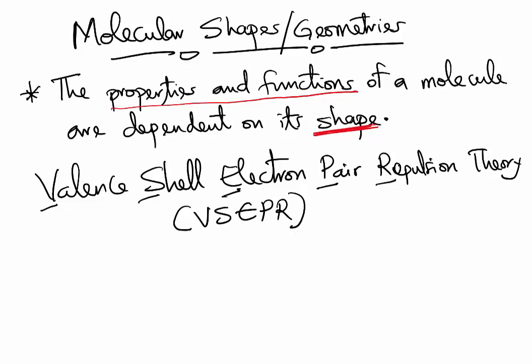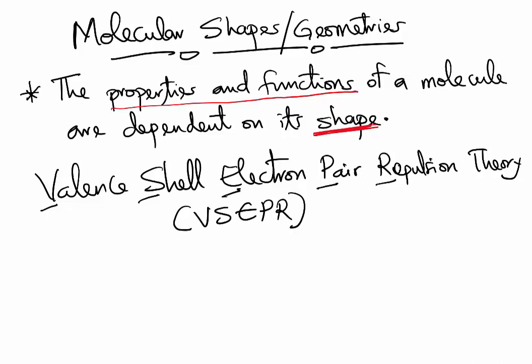This theory allows us to predict what a molecule would look like. And if you study chemistry at a higher level, you will see a lot more about how shapes of molecules determine their properties and functions. The first thing is this: what is the Vesper theory?